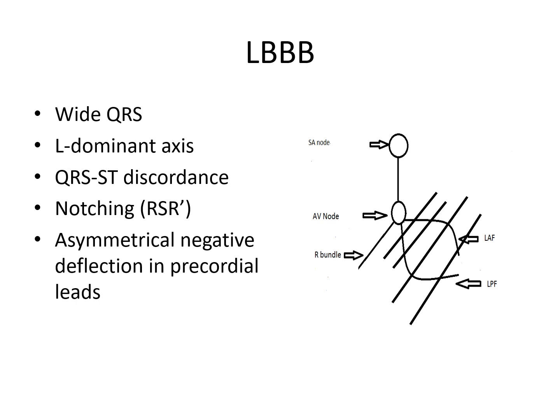So these are the 5 things that we must have to call something a left bundle branch block. We need to have a wide QRS, a left dominant axis, a QRS to ST discordance where they're pointing in the opposite directions. We need notching or RSR prime in some leads, and then we need asymmetrical negative deflections in precordial leads. Okay, and what's happening again is that both of the fascicles on the left side have been blocked.